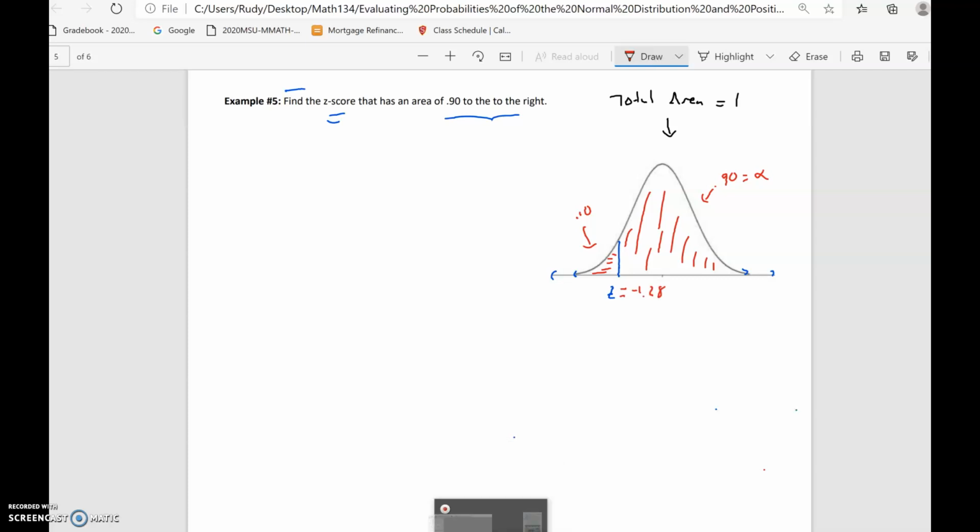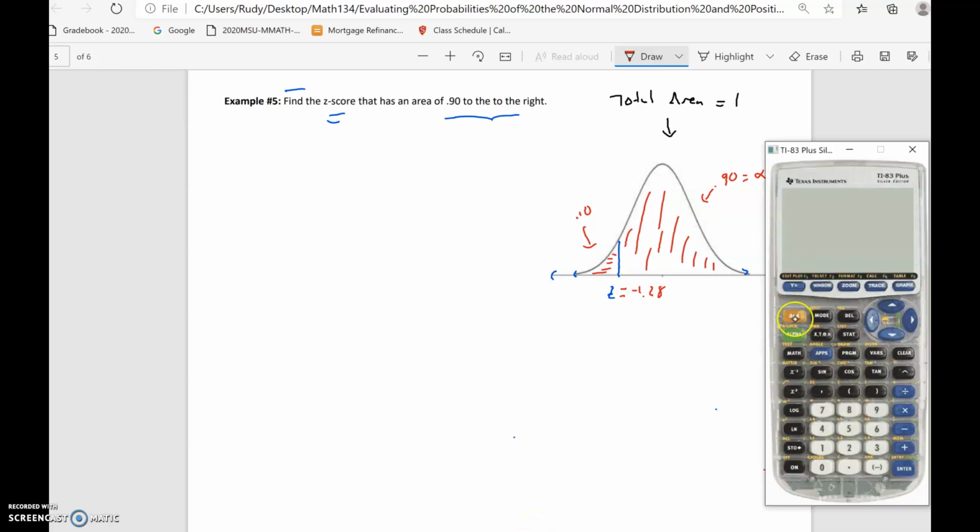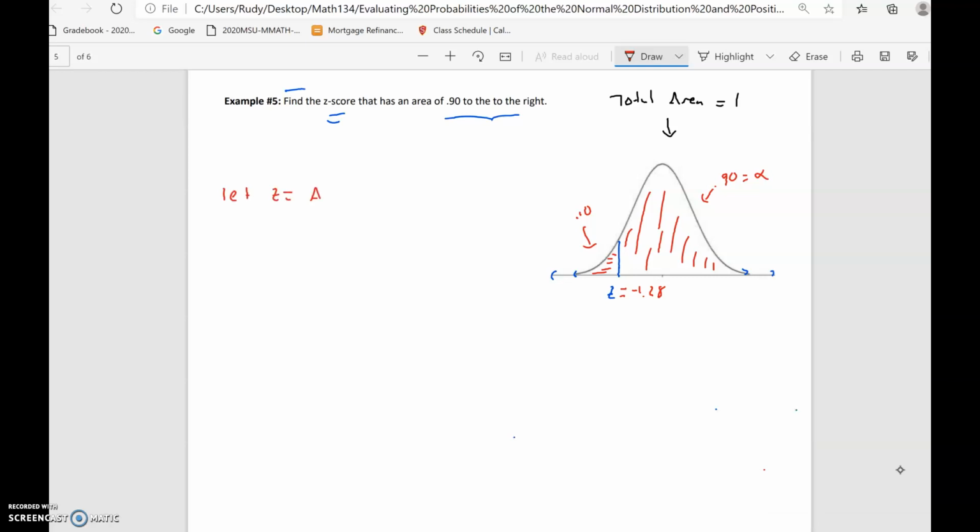So let me just run it on the calculator. Again, second inv, and then, technically the calculator only requires area to the left to be run, and your answer is going to be the same. So let C be a z-score. Then the probability of Z greater than or equal to negative 1.28 is the same as saying the probability of C is less than or equal to negative 1.28, which is approximately 0.10.